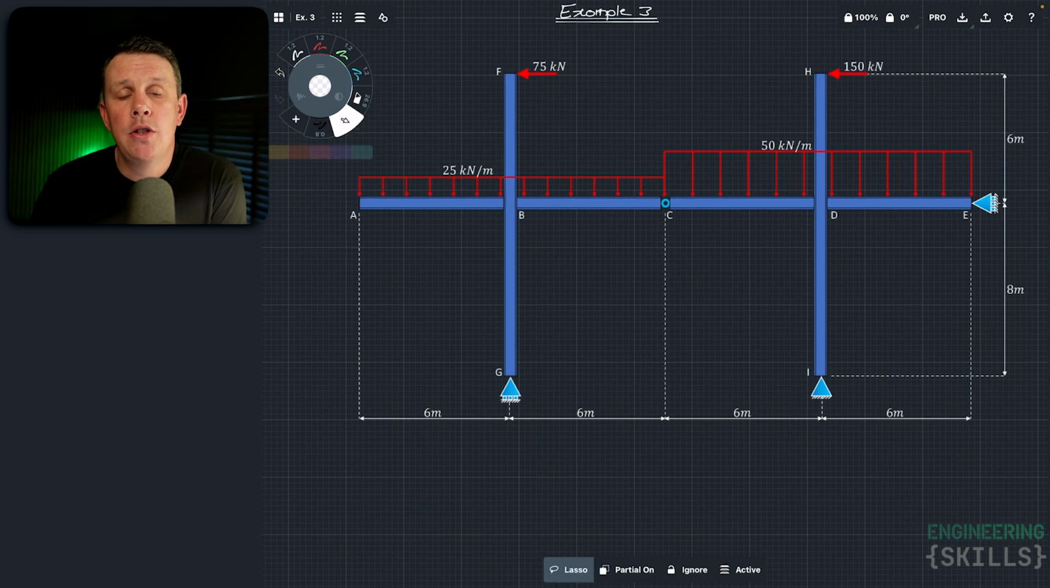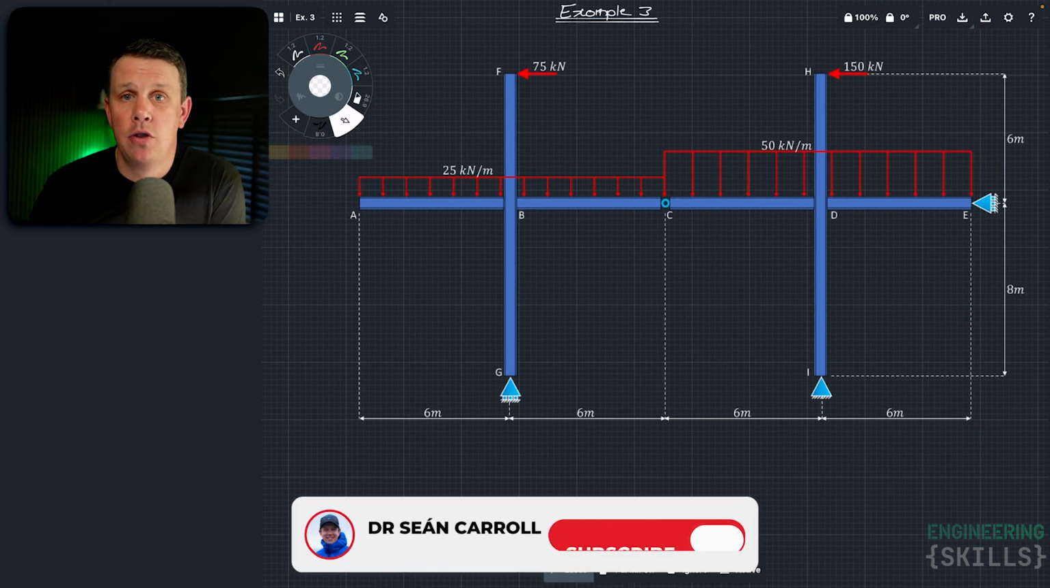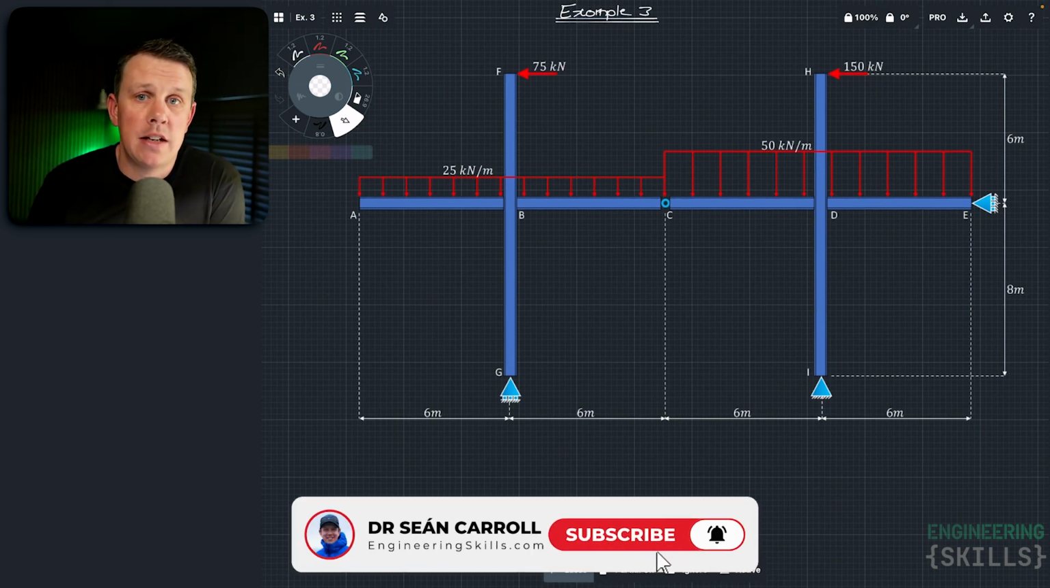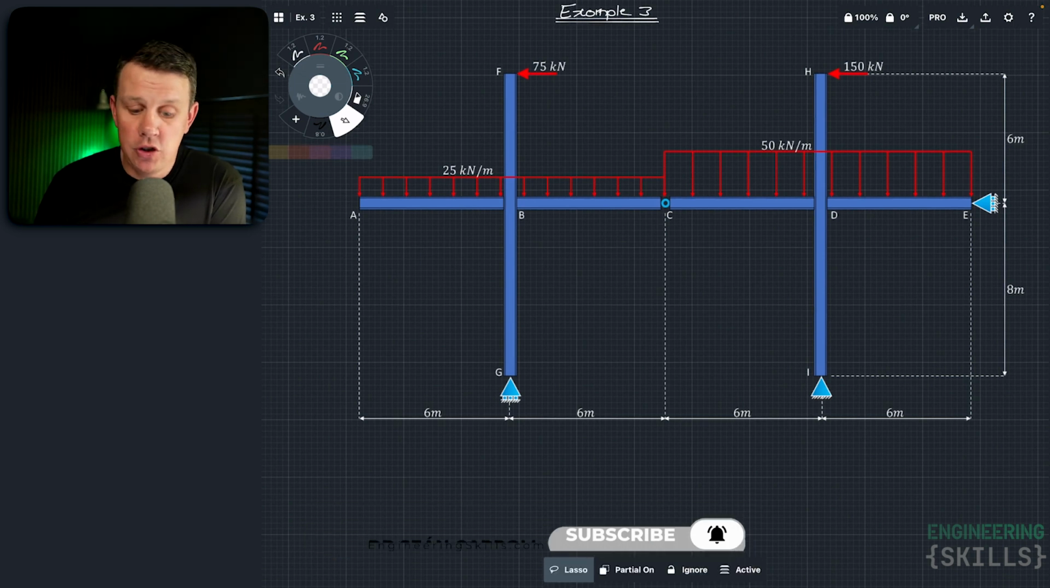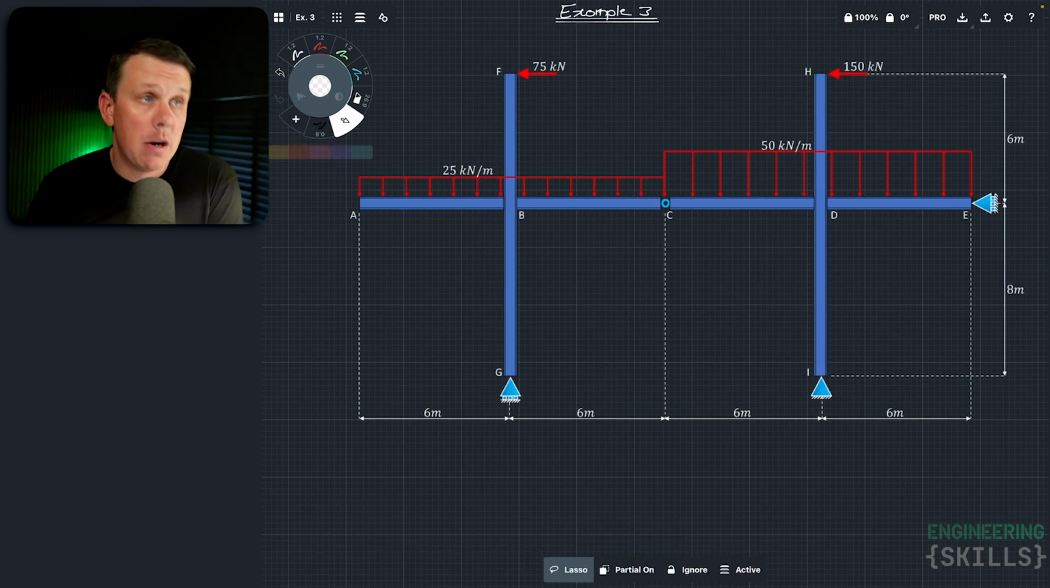So welcome back to the third installment here in our series on drawing shear force and bending moment diagrams. In this example, we're going to look at a frame structure, which obviously consists of beams and columns. Previously, up until this point, we've just been focusing on beams, and now we're focusing on a frame.